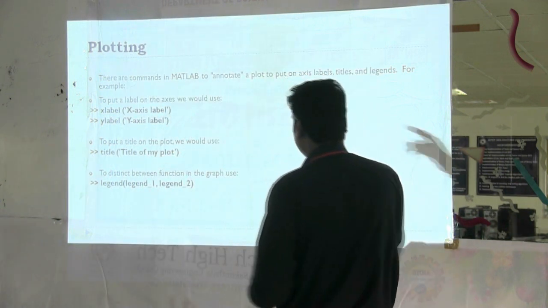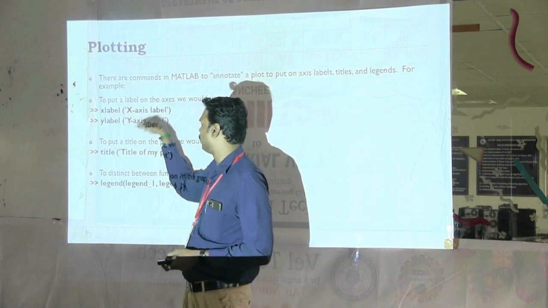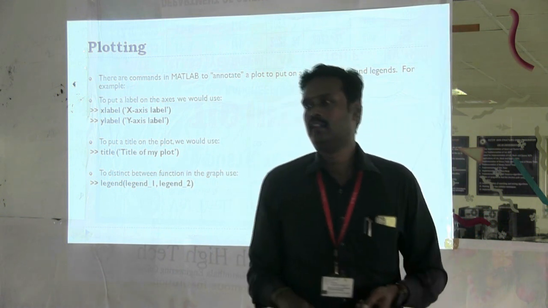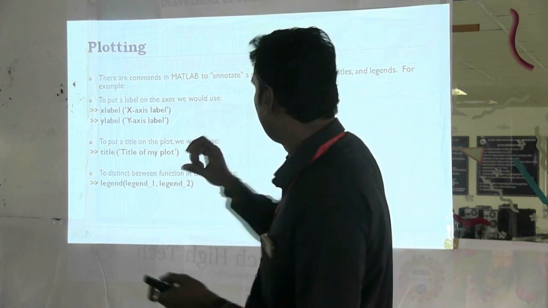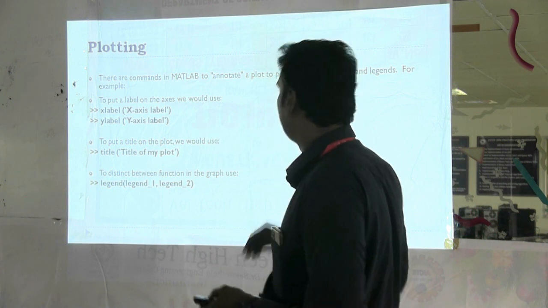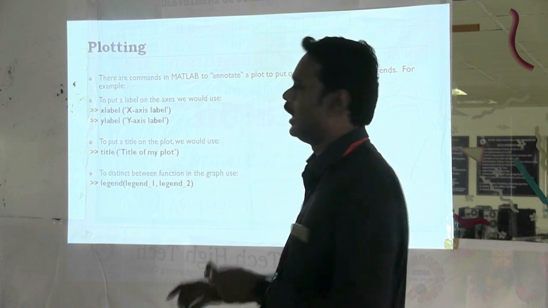I directly type xlabel for the X label, with brackets. For example, in this notation I put Ganesh Kumar, and Ganesh Kumar will come for the X label. Or I type Sukumar, and that notation will come. Whatever name I type will come. So X label, Y label, and corresponding to this I want to put the title.